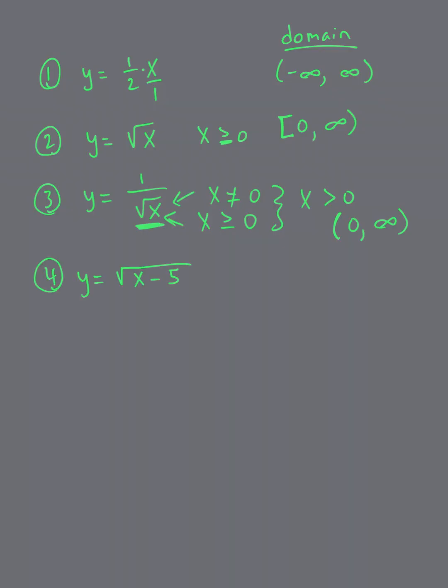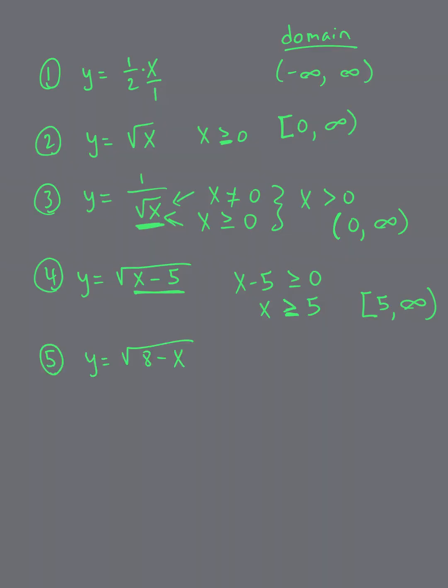For the fourth example, we'll look at y equals the square root of x minus 5. This is all underneath the square root. So this whole entire thing, x minus 5, has to be greater than or equal to 0. So we can add 5 to both sides to get that x is greater than or equal to 5. To write that in interval notation, we would do a bracket around 5 since we do have an equal sign here. 5 and greater than will be to the right to infinity.